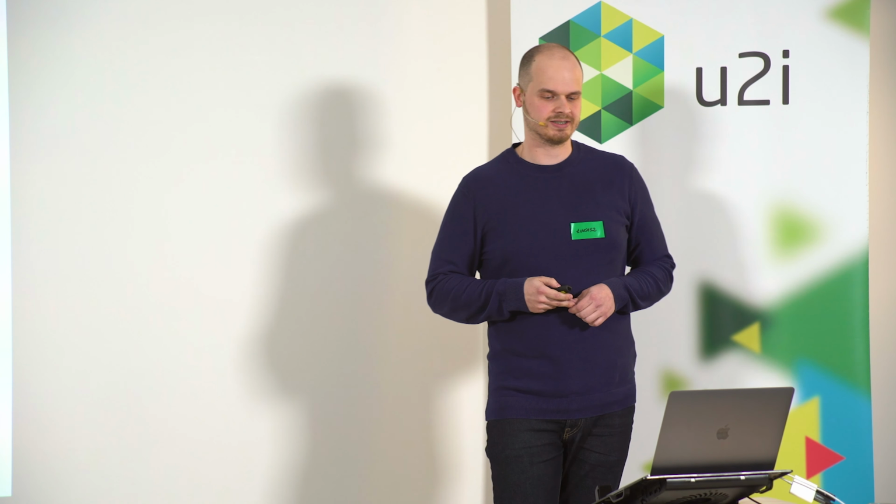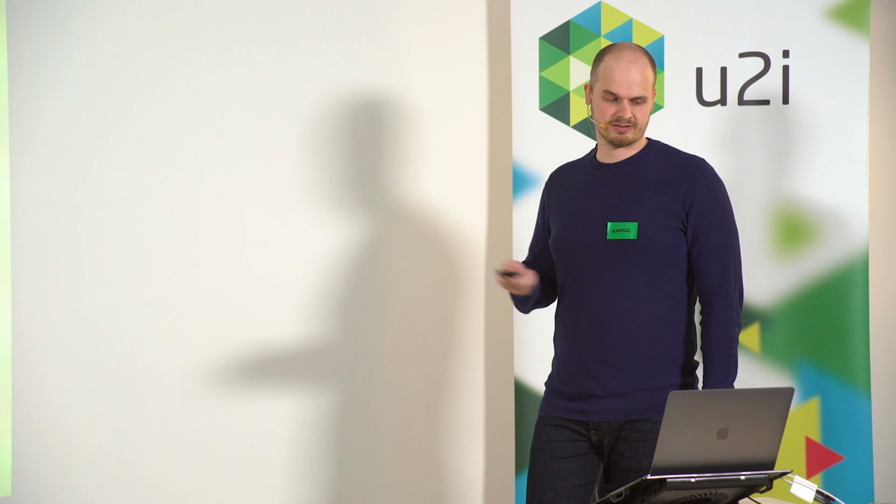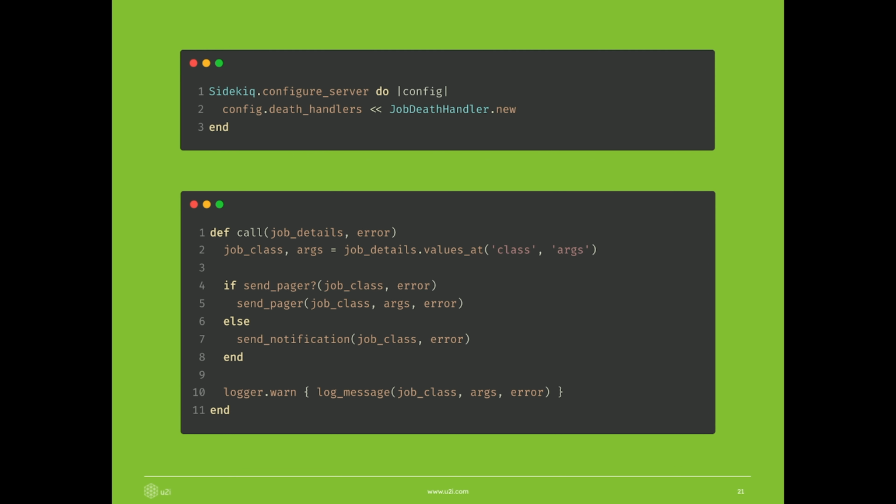And if it keeps failing and it exhausts its available retries, I highly recommend to just add some code that, let's say, sends you a pager when it was a critical job or a Slack notification. So that's it. With Sidekiq, you just add one class and you get the job details, and the error you can handle yourself.